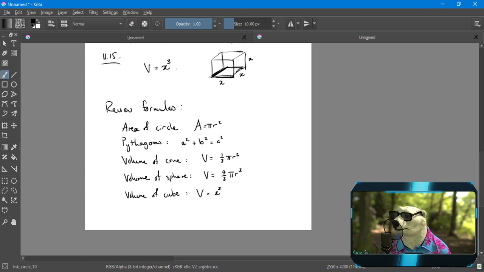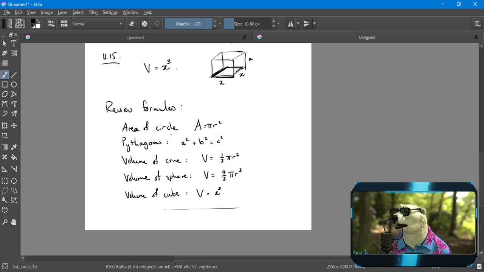Let me fix my P there. So those are all the formulas that you have to know to set up your related rates equations eventually. You have to take these equations, set them up according to whatever variables you defined, and then you have to do implicit differentiation on that in order to see what the related rates equation is.